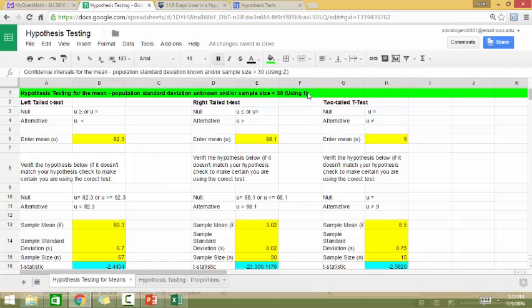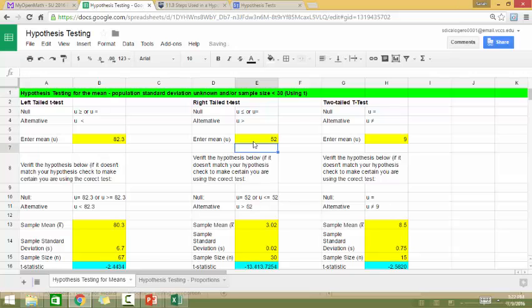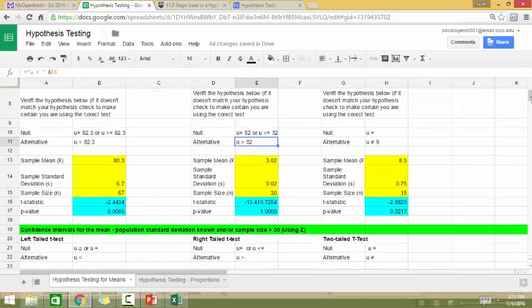All right, using t, because our population standard deviation is unknown. They think it is greater, so that's going to make it a right-tailed test. So the first thing I'm going to do is put in 52 here. And what that does is it fills in my null for me: mu is equal to 52, or mu is less than or equal to 52. And my alternative is that mu is going to be greater than 52. So remember, only fill in the yellow areas on this spreadsheet.